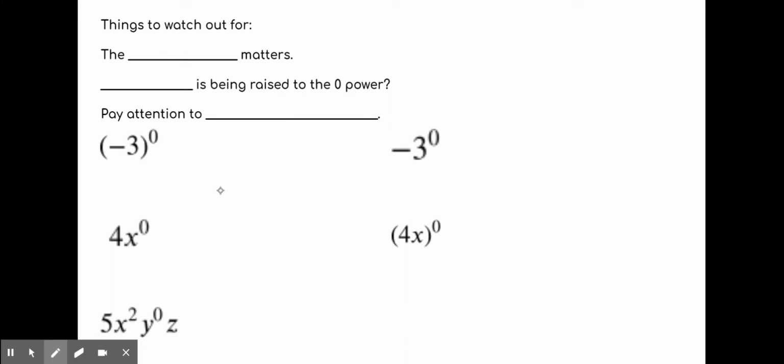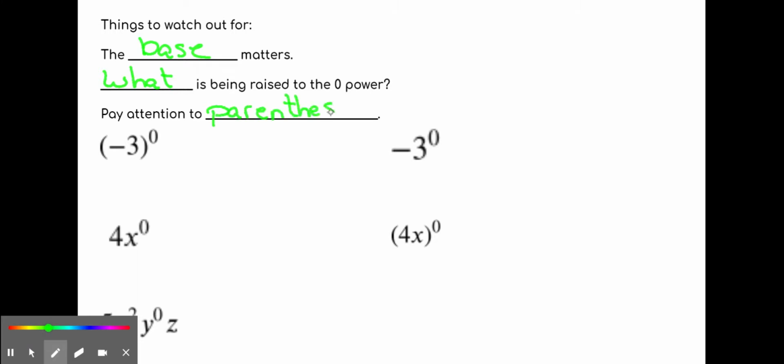So here are the things you have to pay attention to, okay? What matters with this particular rule, or any exponent rule really, is the base. The base matters. You need to ask yourself, what is being raised to the zero power? What exactly is being raised to the zero power? And you need to pay attention to things like parentheses, okay? Parentheses will help you decide what your base is.